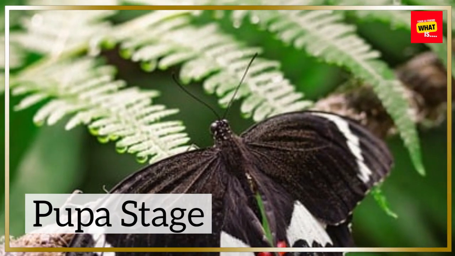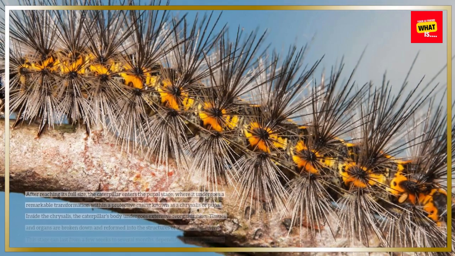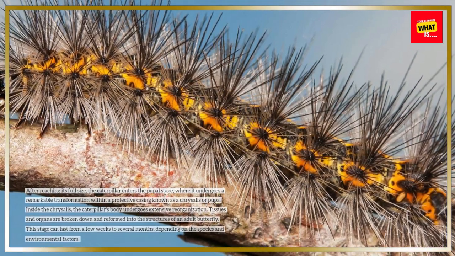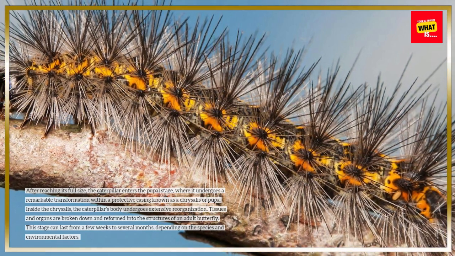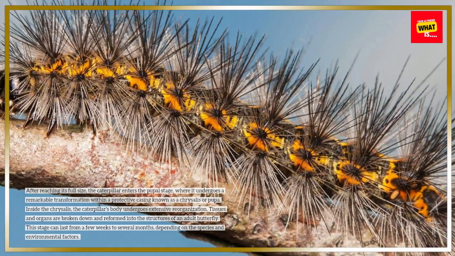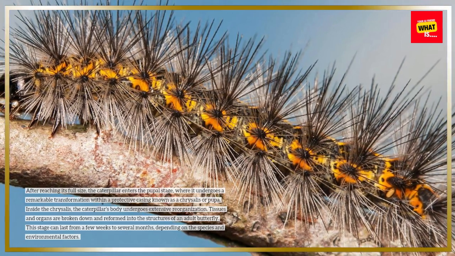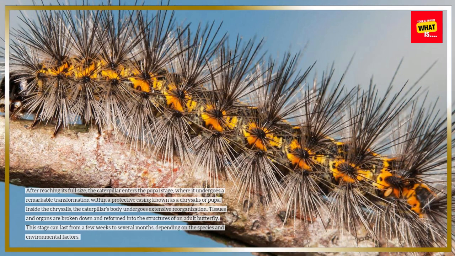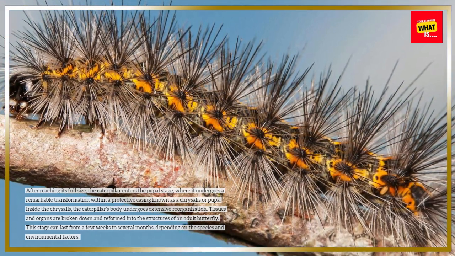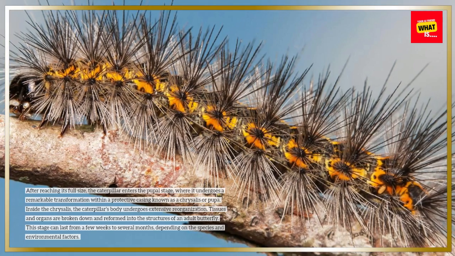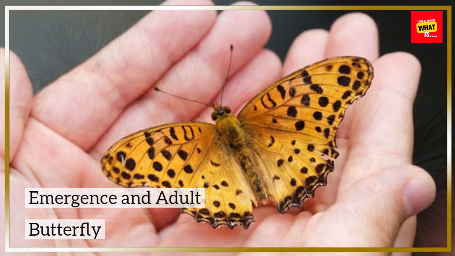Pupa stage. After reaching its full size, the caterpillar enters the pupal stage, where it undergoes a remarkable transformation within a protective casing known as a chrysalis or pupa. Inside the chrysalis, the caterpillar's body undergoes extensive reorganization. Tissues and organs are broken down and reformed into the structures of an adult butterfly. This stage can last from a few weeks to several months, depending on the species and environmental factors.